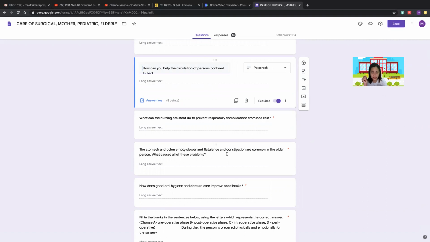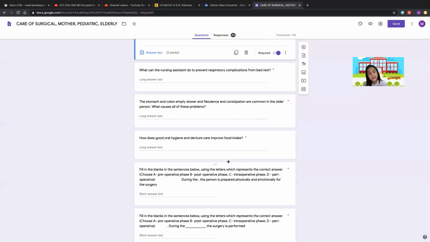The stomach and the colon empty slower, and flatulence and constipation are common in older persons. What are the causes? The cause is that the peristalsis of elderly people is slower compared to normal people because they have less mobility. They are less active. That's why they have flatulence and constipation.